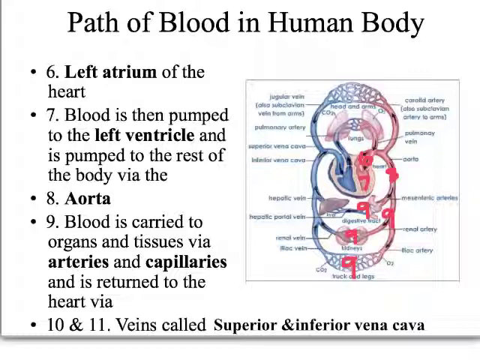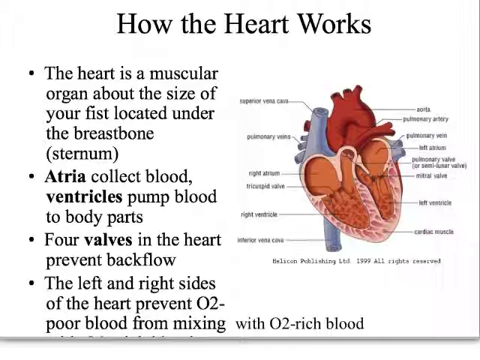occur between the cells. Now, last but not least, after all of that exchange has occurred between the cells, then the blood gets pumped back to the heart, okay, via veins. So these blue ones here, veins, basically all dump into the superior and inferior vena cava. And that is going to bring us back to number 1, basically, which is the right atrium. Okay, so that was the path of blood through the body.